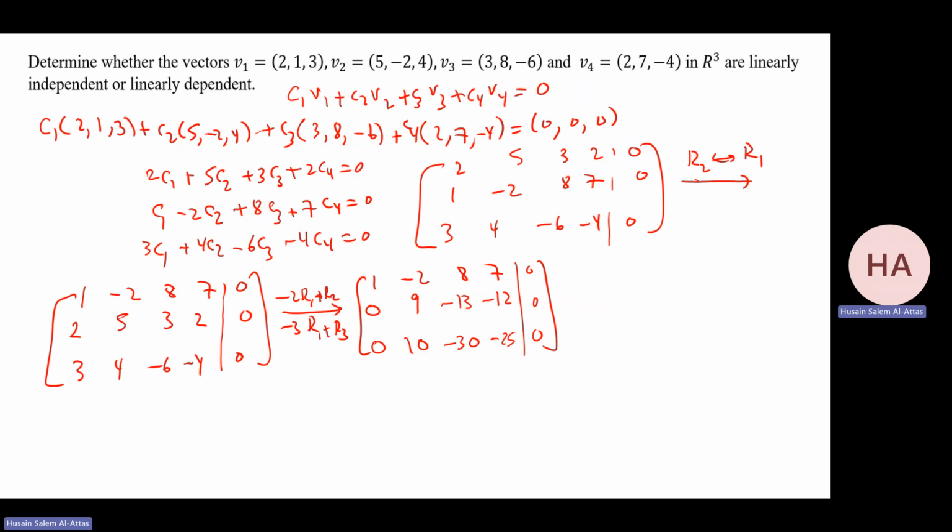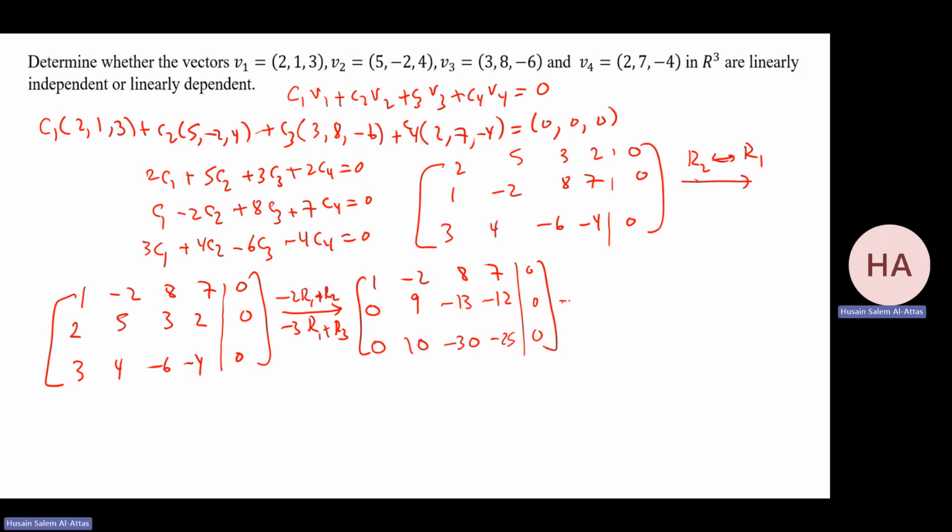1, minus 2. Is it 1? Oh, I interchanged it. Okay. 1, minus 2, 8, 7. 2, 5, 3, 2. 3, 4, minus 6, minus 4. Okay. Minus 2, that would be 9. Minus 2, 16 plus 3, minus 13. Minus 2, minus 14 plus 2, minus 12. Yeah, I think this is correct. It just makes it complicated now. Minus 24, minus 30, minus 25.